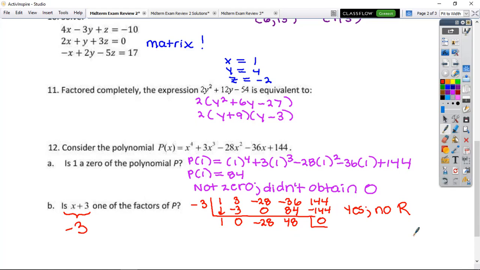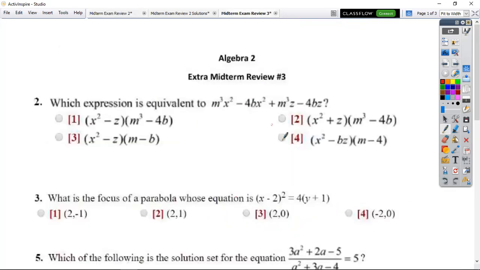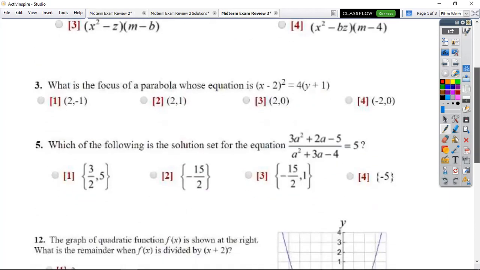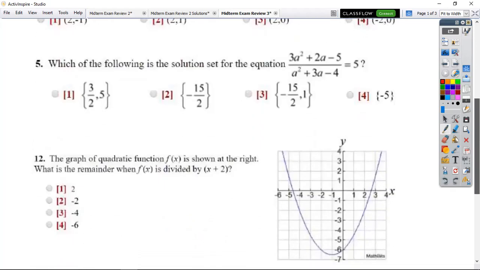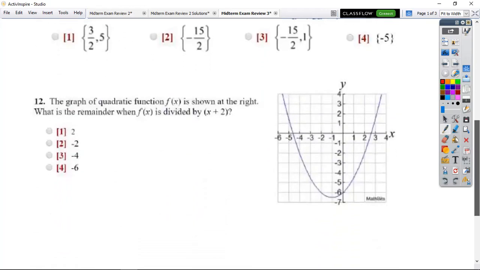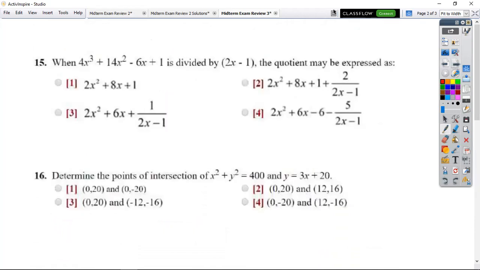So here's what I would like you to spend your remaining time on and finish up for homework if you don't complete them. You have one last sheet. So you have midterm review number 3. There is a factoring question for number 2, so that's just grouping. There's another parabola question for number 3, just multiple choice. Maybe like a common denominator or cross multiplication for 5. Another parabola looking at your remainder theorem for 12, and then you have a couple questions on the back.